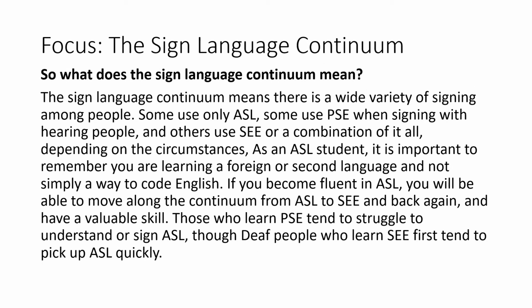So what does the sign language continuum mean? The sign language continuum means there is a wide variety of signing among people. Some use only ASL, some use PSE when signing with hearing people, and others use SEE or a combination of it all, depending on the circumstances.